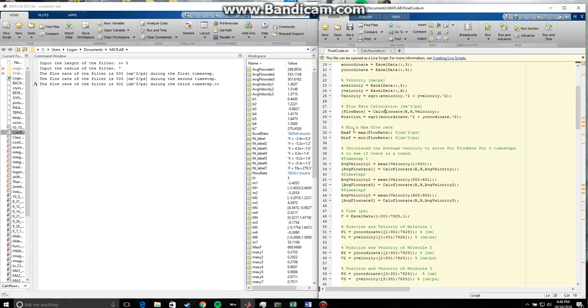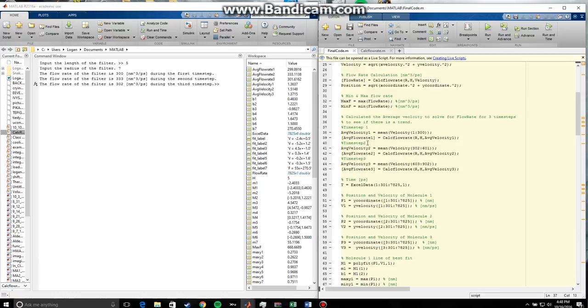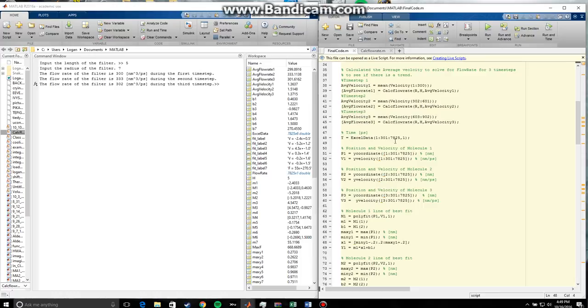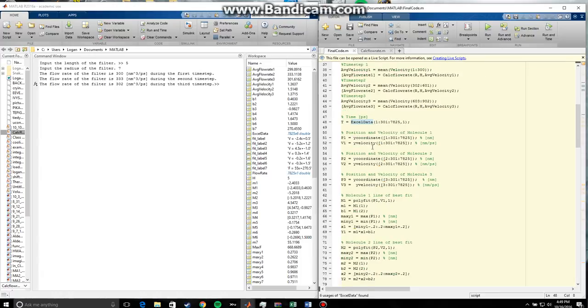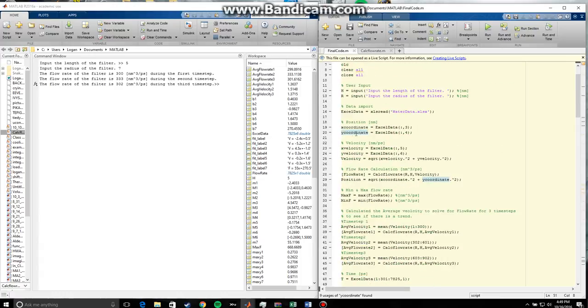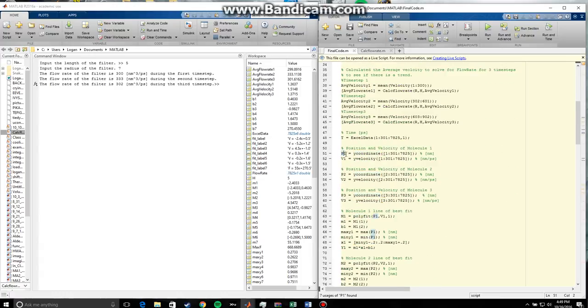And then we just have some more mins and maxes, and right here you can see where we actually have the 3 different time steps set up. We are going to calculate the average velocity for the 3 different time steps using just the mean, and calculating the flow rate from our function. That's what this covers. We have the time extracted from the Excel data once again, and then using the y coordinates, which we created from the Excel data, we create positions and velocities.